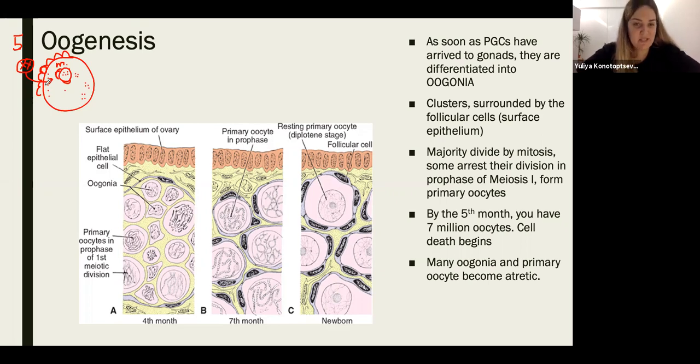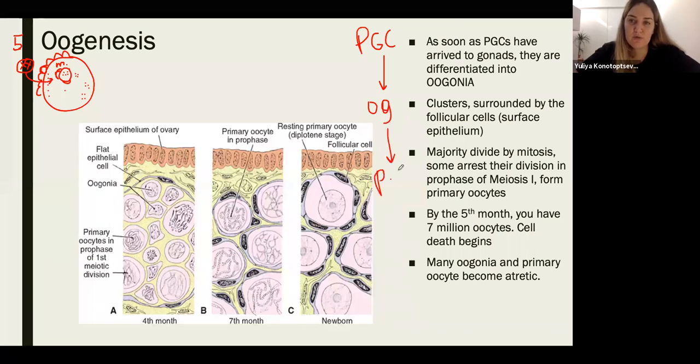So what happens next? In men, we waited until puberty to make spermatozoa. In the female, we're already late. So in the 5th week, this PGC will be dividing to become oogonia. Oogonia will be dividing to become primary oocyte. Primary oocyte will divide to become secondary oocyte. This is the process of oogenesis.